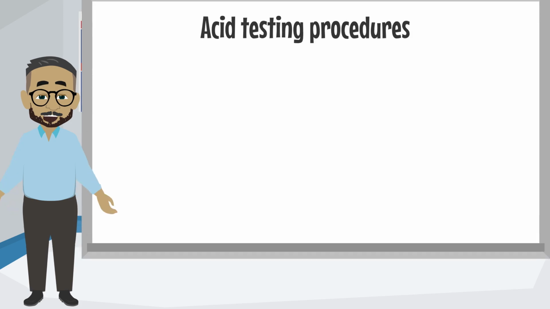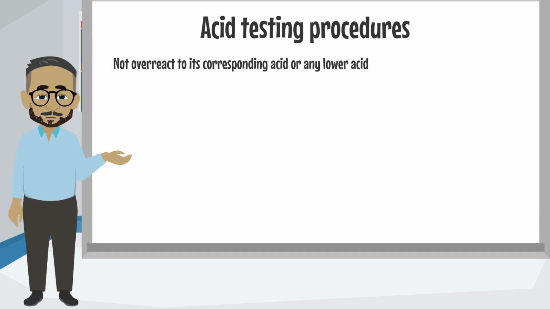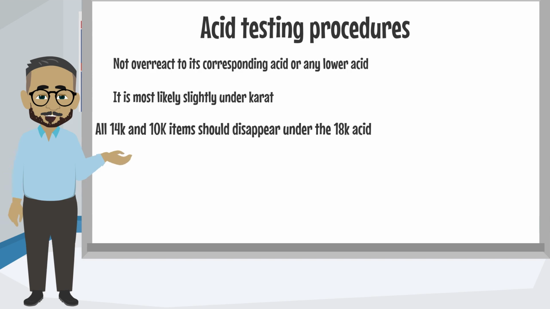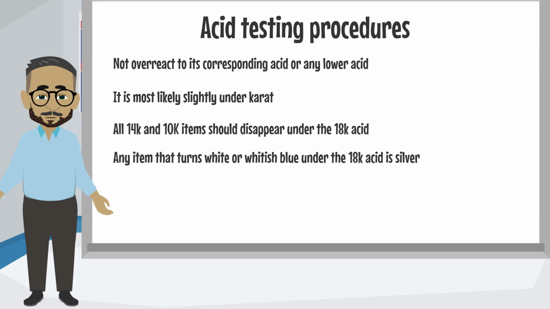All items that are properly carated should not overreact to their corresponding acid or any lower acid. If an item turns slightly darker using its corresponding acid, it is most likely slightly under carat. All 14 and 10 karat items should disappear under the 18 karat acid. Any item that turns white or whitish blue under 18 karat acid is silver.